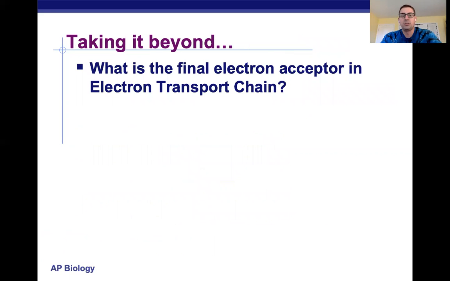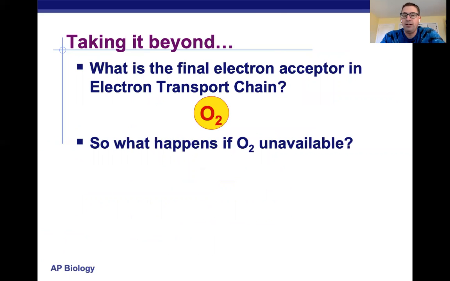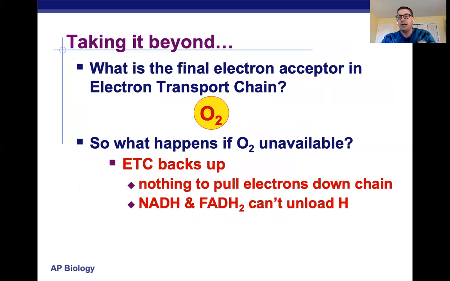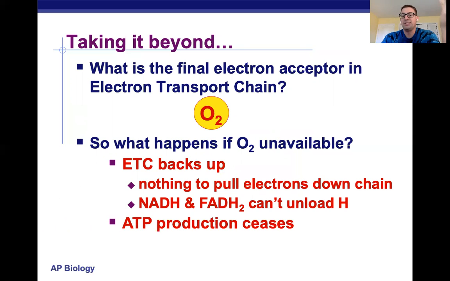So one last little interesting note, remember oxygen, that final electron acceptor, what happens if it's unavailable? Well, then the electron transport chain backs up because we don't have anything to pull the electrons down out of the electron transport chain, right? So NADH and FADH2 then cannot unload their hydrogens, right? And they can't be recycled back to glycolysis and the Krebs cycle. So ATP production is going to stop, which means that the cell's going to run out of energy.